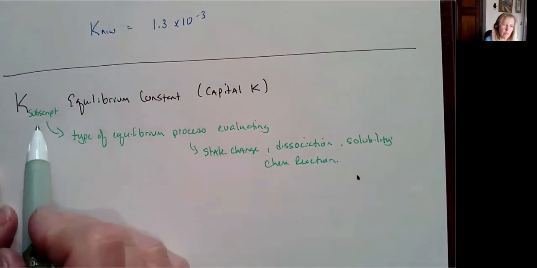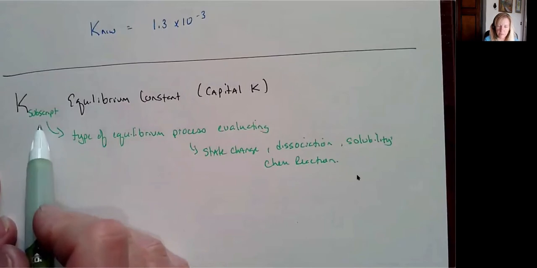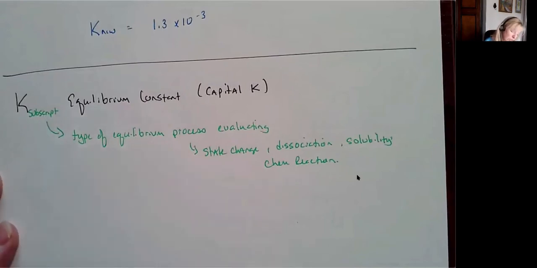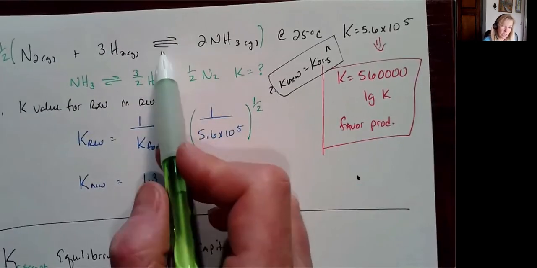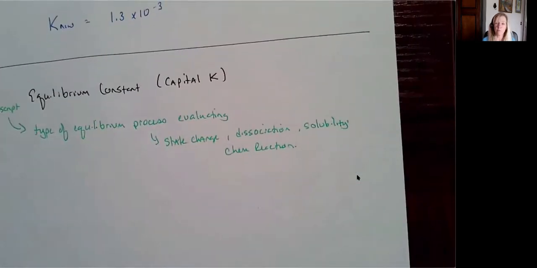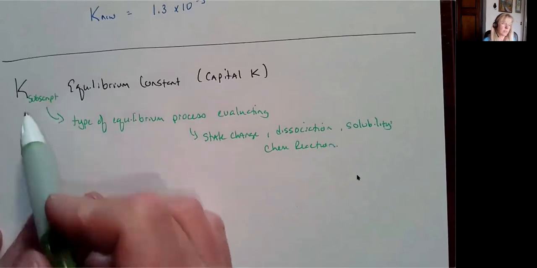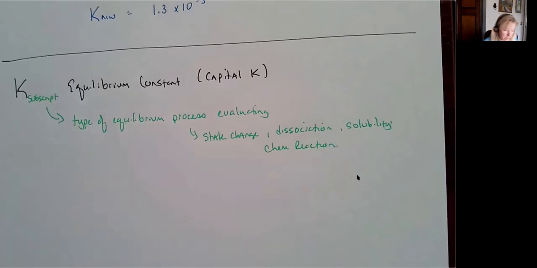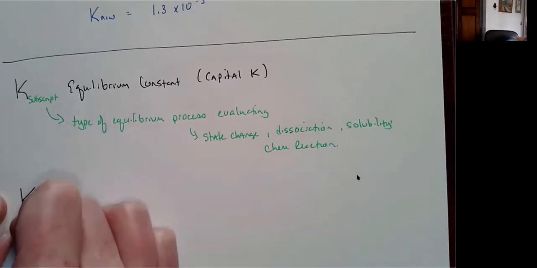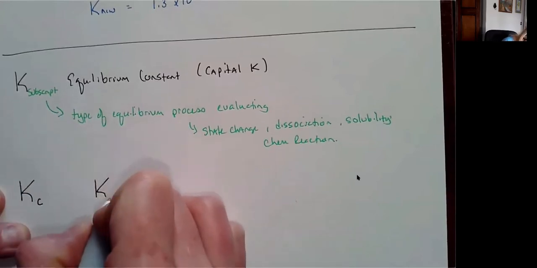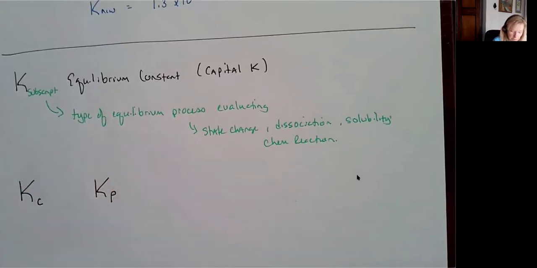You're going to see many different types of subscripts here attached to K. The trick is to remember that large K, when you have an equilibrium scenario, is going to be your equilibrium constant. And the subscript is going to tell you how it's being applied. So there's two things that we can see. We can see Kc and Kp, and we're going to talk about those in a little bit in this chapter.